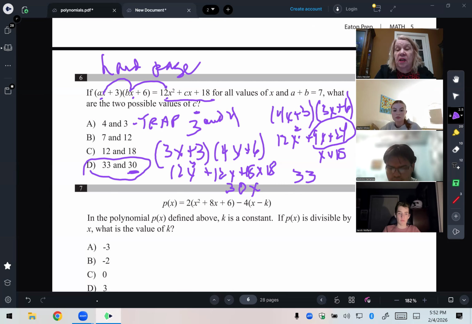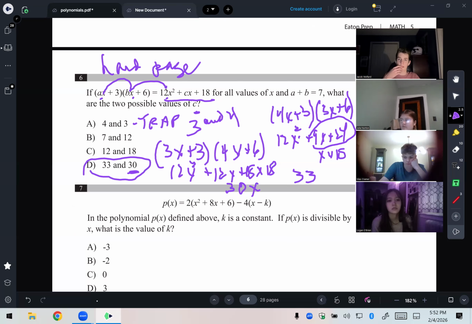So do you see it, Sailor and Dominic and Jacob? That hard one? Oh, good. Okay, and then what about the other group? Logan, Silas, Julia, we're good? Awesome. So like I said, this is a hard page.